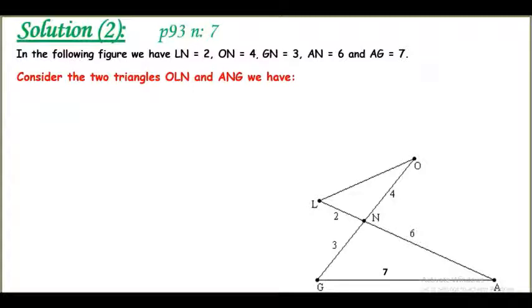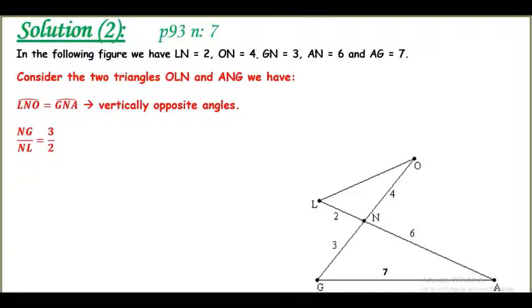So as you remark here, I have LNO is equal to GNA, vertically opposite angles. Now, we have to find equal proportional sides, which are, if I calculate the ratio of NG over NL, it is 3 over 2. And let's calculate the ratio of NA over NO. It is 6 over 4. If you divide 6 over 4 by 2, it is 3 over 2 also. Then NG over NL is equal to NA over NO.